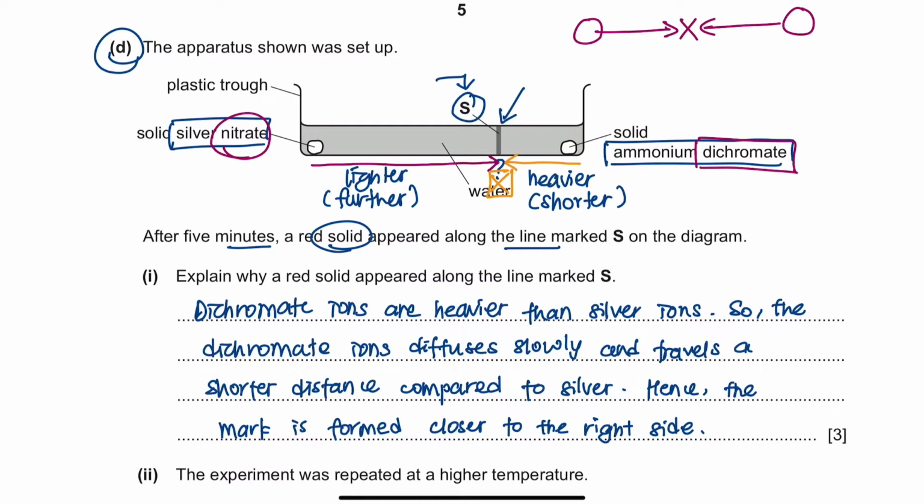So you could say that the dichromate ions are heavier than silver ions. So the dichromate ions diffuse slowly over here and travel a shorter distance compared to silver nitrate. This is why the mark is formed closer to the right side and not in the middle instead. I hope this is clear.